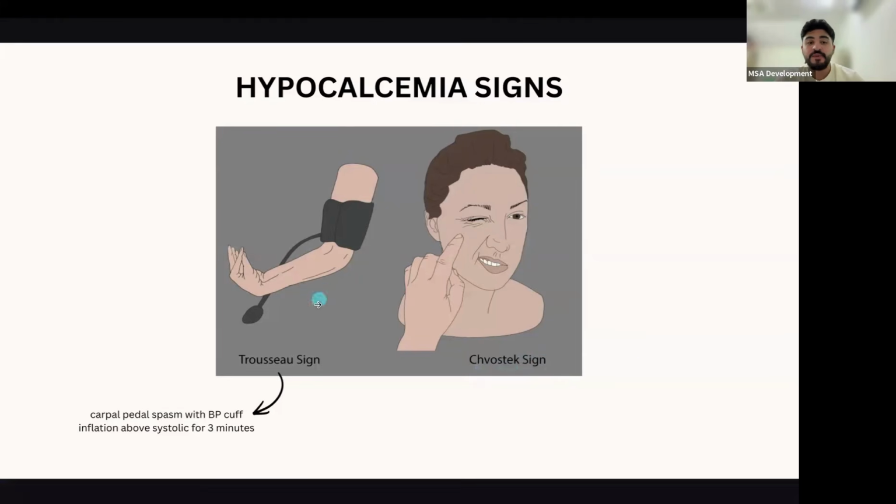And the Trousseau sign is basically that you'll start having carpopedal spasm when you inflate the BP cuff for 3 minutes. They're going to start to have spasm. This is what we call Trousseau sign. Usually they're going to describe this to you in questions, or in an SAQ, a patient who has hypocalcemia, what are you expected to see on their physical examination? You're expected to say tetany, Trousseau sign, Chvostek sign, carpopedal spasm, these kind of things.